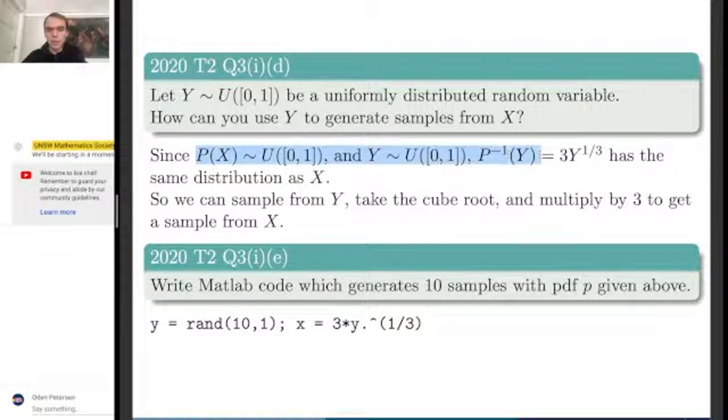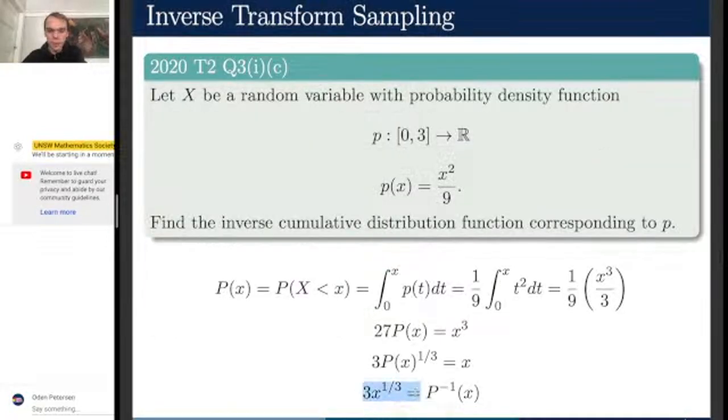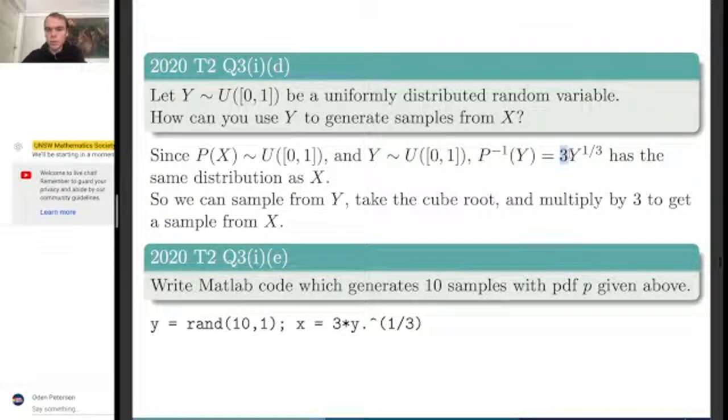So this is running through the same reasoning I discussed before. P of x follows a uniform distribution. We're just applying the CDF of a random variable to itself. And y is this uniform sample that we have. So that means that P inverse of y is going to have the same distribution as x, and P inverse of y is concretely what we calculated here. So 3 times the cube root of the argument to the function.